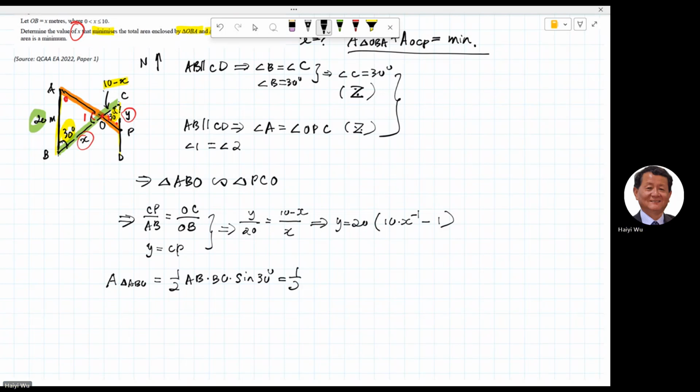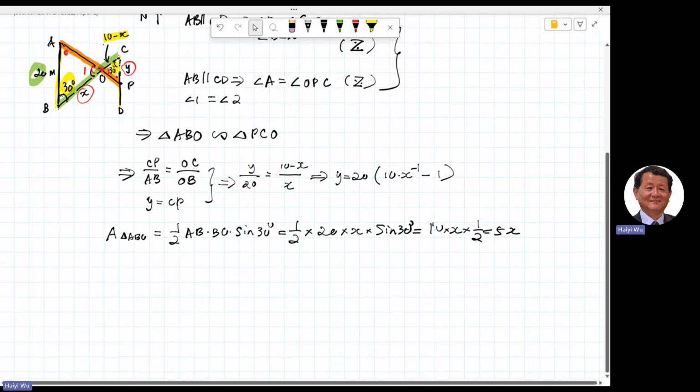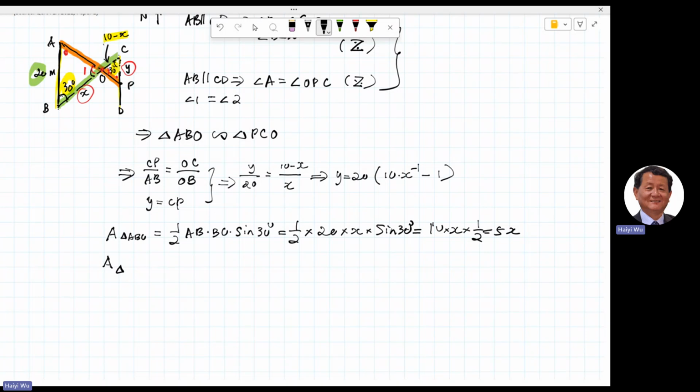So we put AB, which is 20, BO is x, and times sine 30, which is 10 times x times half, because sine 30 is half. So the answer is 5x. So that's the first triangle. So let's do the second triangle, which is PCO.